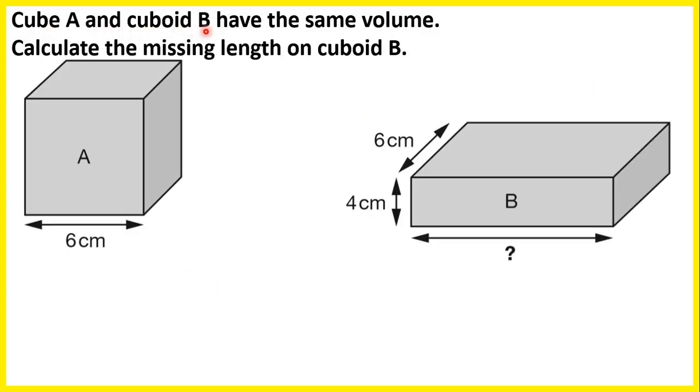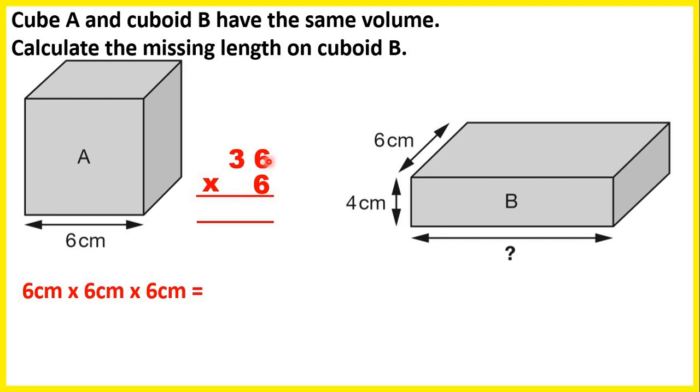Cube A and cuboid B have the same volume. Calculate the missing length on cuboid B. So for cube A, we have a length of 6, and all the lengths of a cube are the same. So we can work out the volume, we can work out how much space this cube takes up by working out 6 times 6 times 6. Now 6 times 6 is 36, and 36 times 6 is 216.